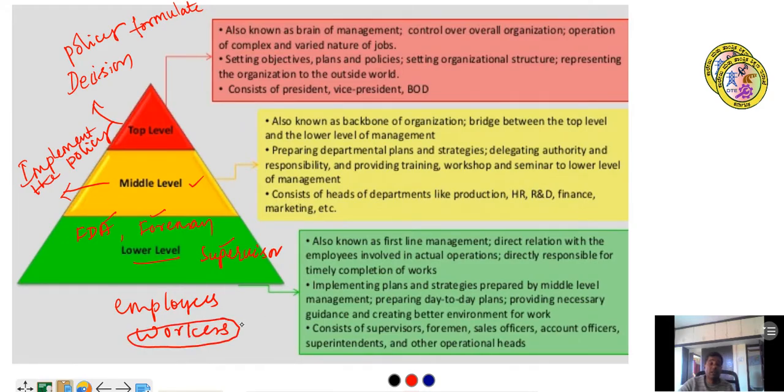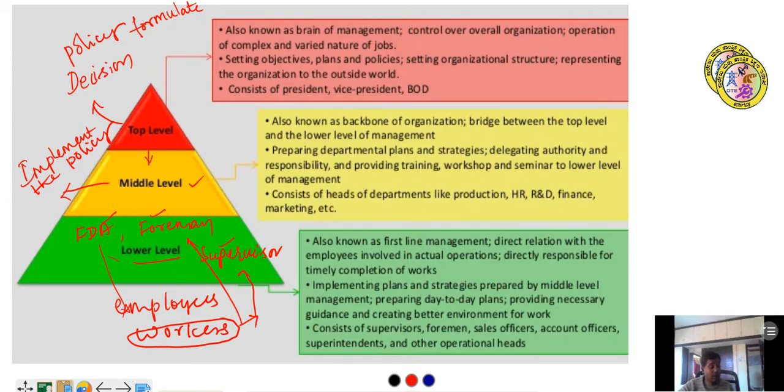Workers are going to produce the products based upon the guidelines given by the supervisor or foreman or FDA, who are going to give the guidelines for the workers. Based upon those guidelines, workers are going to work. So everywhere, the flow will be from top level to middle level to lower level. Nowhere are top level people going to interact with the lower level people. Only they are going to communicate with the middle level people.